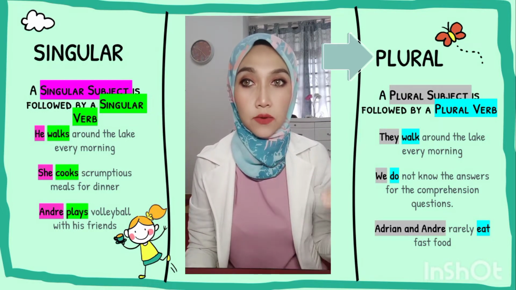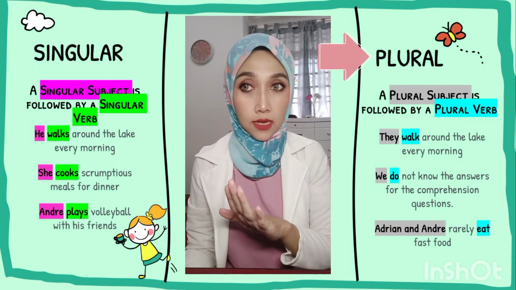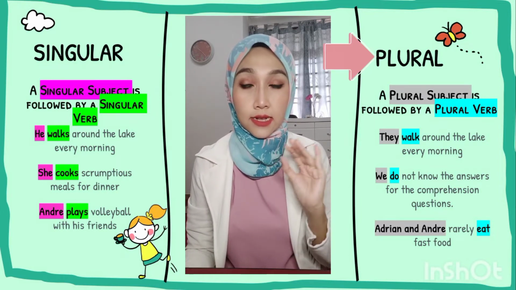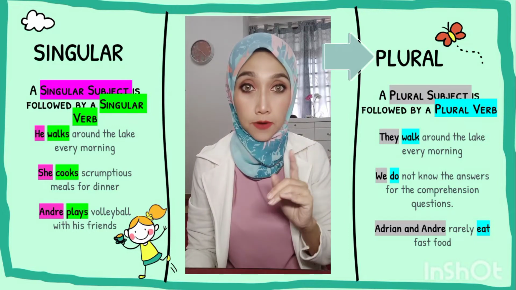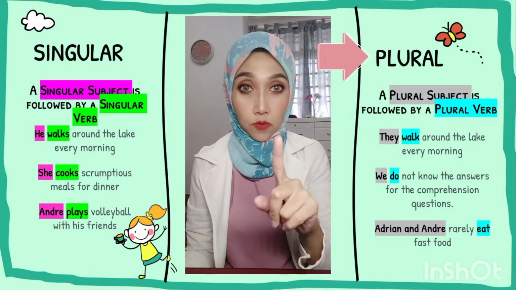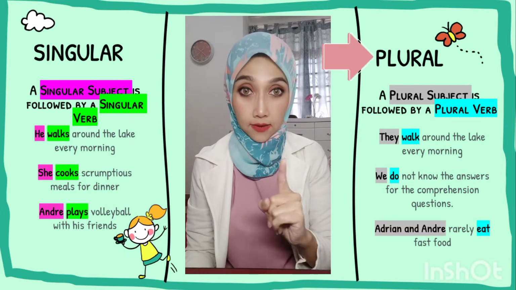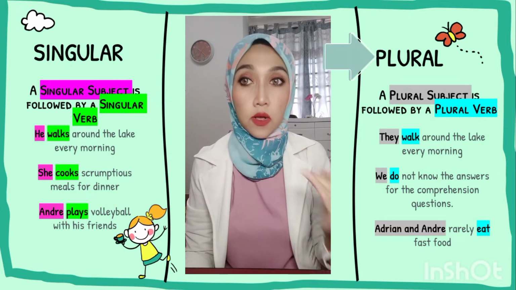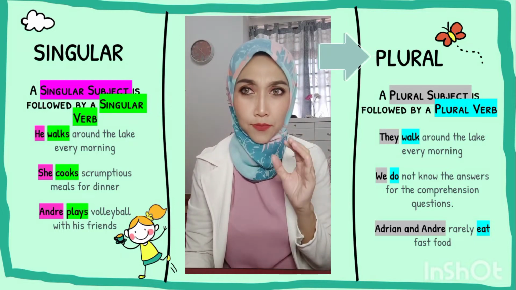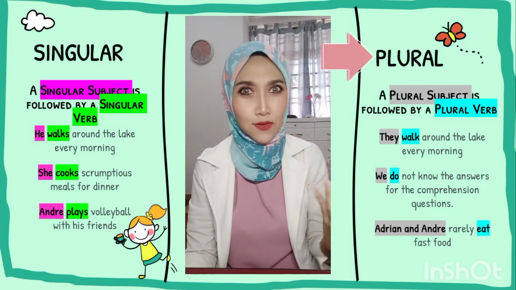He walks around the lake every morning. Here, the purple highlighted word is the subject, he. The green highlighted word is the verb. So now you know the subject is single, only he. He kat sini merujuk kepada seorang lelaki. He walks. The verb here is walk, berjalan. You should know that a singular verb should have S. How to remember this easily?